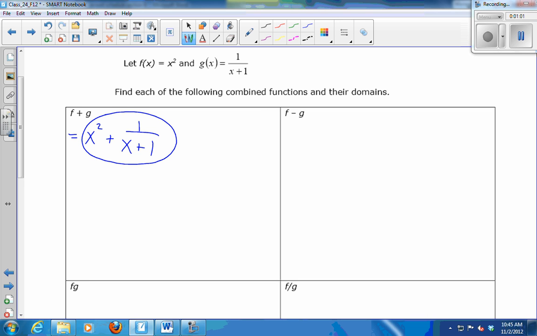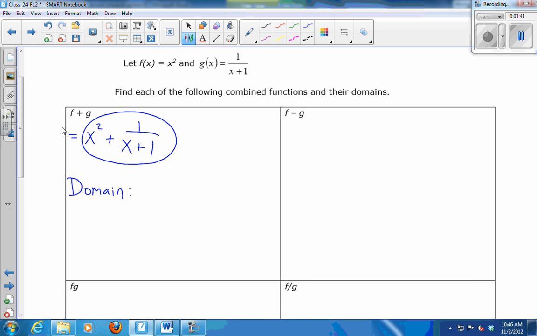And then if I want to talk about the domain of the new combined function, in order to put an x value into the combined function, it has to be part of the domain of both f and g. So what's the domain of f here? All real numbers, yep. You can put anything in there. What's the domain of g? All real numbers except -1.